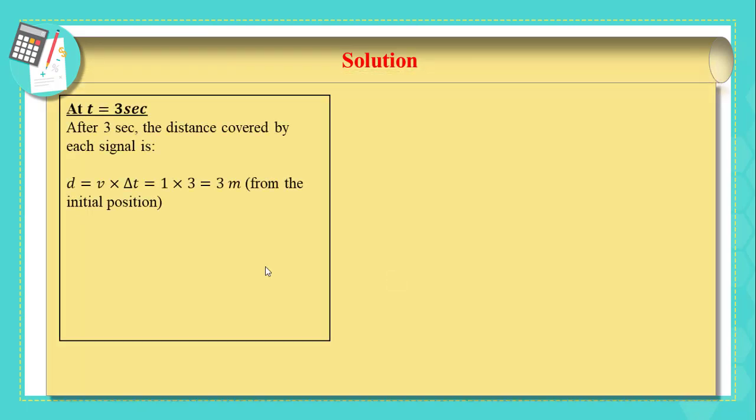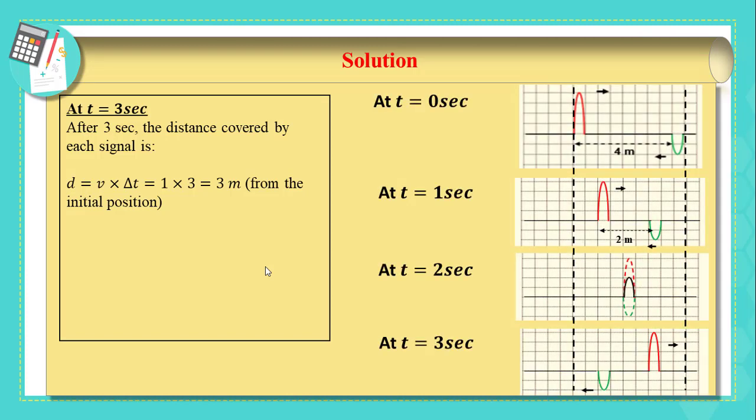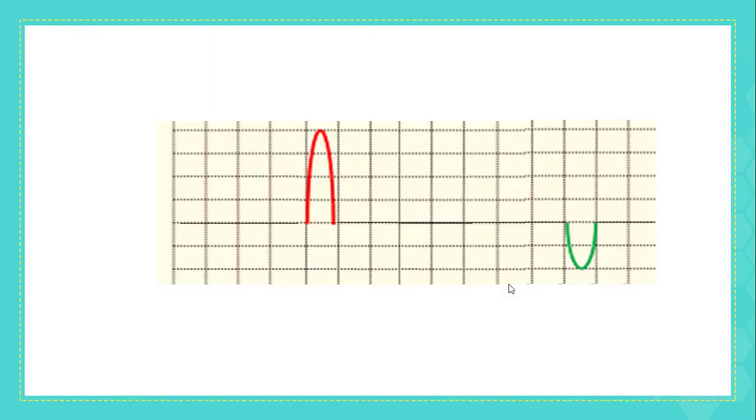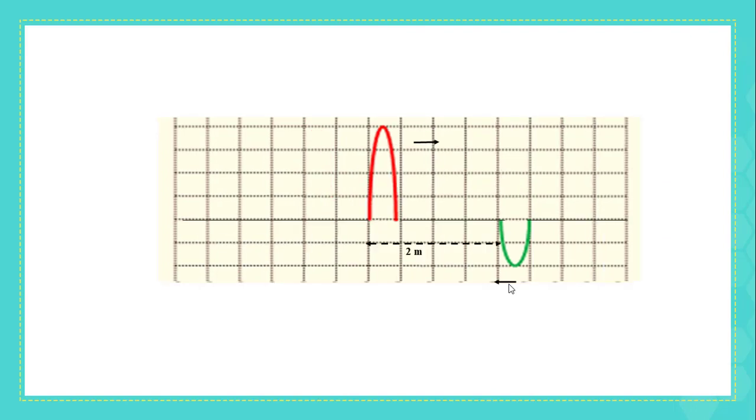At time t is equal to 3 seconds, the distance covered by each signal is d is equal to 3 meters from the initial position. We know that at time t is equal to 2 seconds, these two waves have overlapped and superposition has taken place. Then, from 2 to 3 seconds, each wave has moved a further distance of 1 meter. The red signal moves to the right, whereas the green one moves to the left with their initial amplitudes. Here is a quick animation for the motion of these two signals.